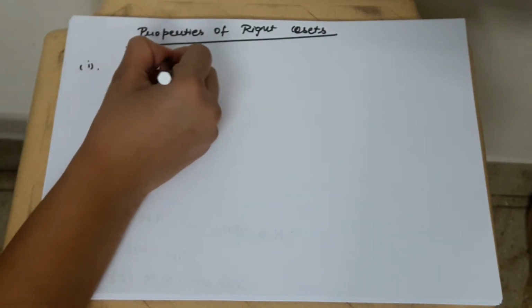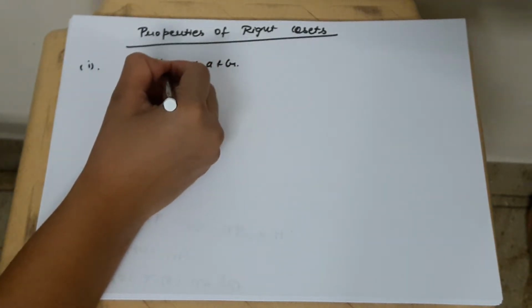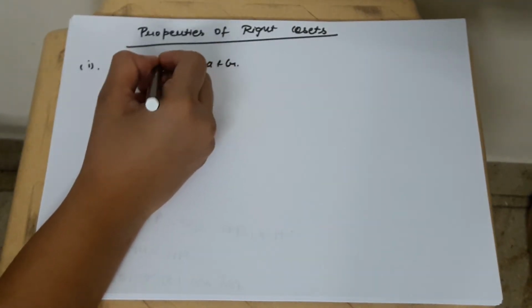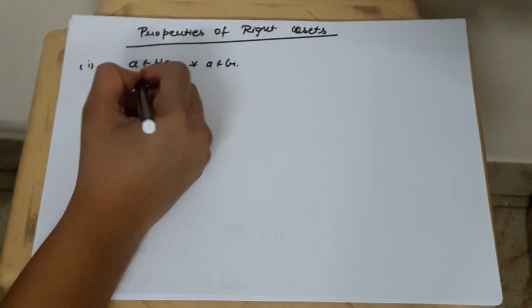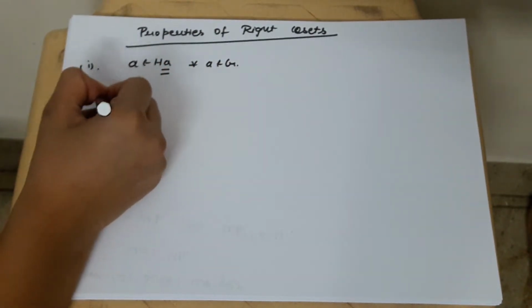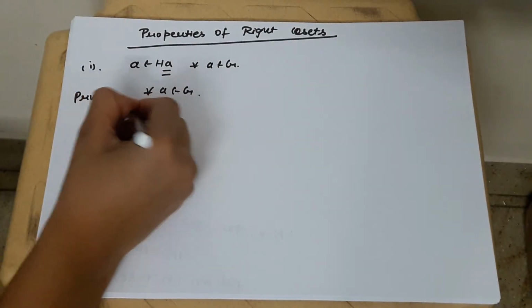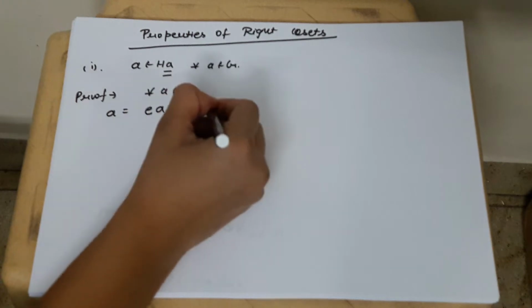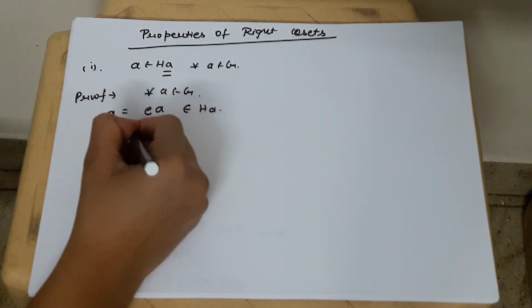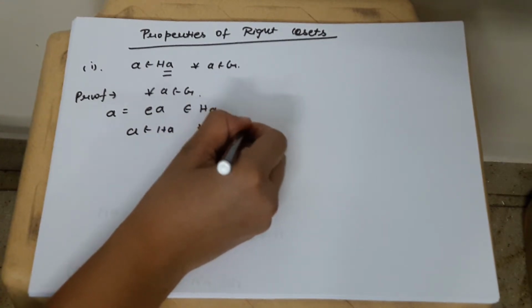a belongs to Ha for all a belongs to G. Whatever element you are multiplying with the coset, that particular element will always belong to that coset. That you have to prove. So let's start with the proof. For all a belongs to G, a is equal to ea. Now e belongs to H and a belongs to a. Therefore, a belongs to Ha for all a belongs to G.